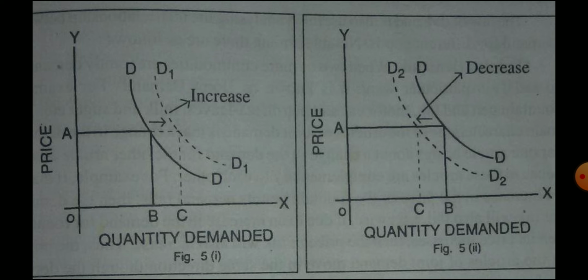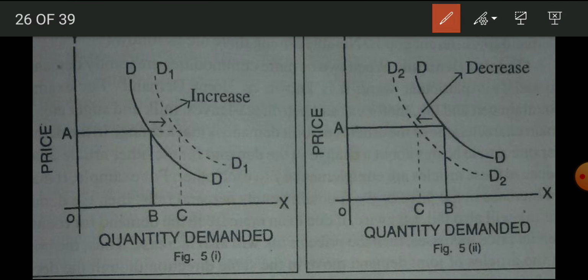So these two graphs are given. The first one shows increasing demand and the second one shows decreasing demand. For example, there is a normal price. On the x-axis you have to write quantity demanded, and on the y-axis you have to write the price of the product. For example, here is 5 rupees and here is 10 rupees. Here is the normal quantity demanded, 50 and 100.